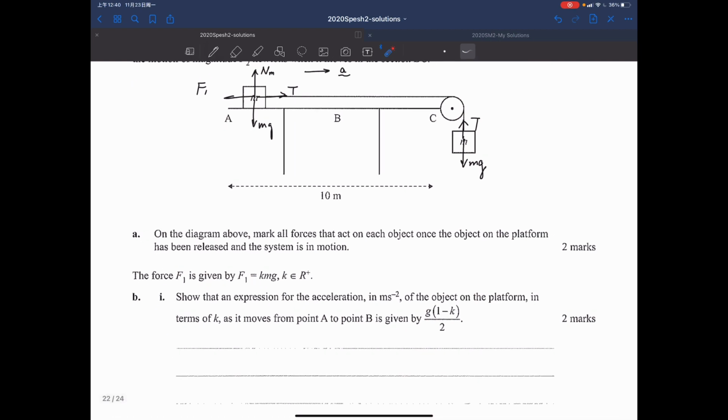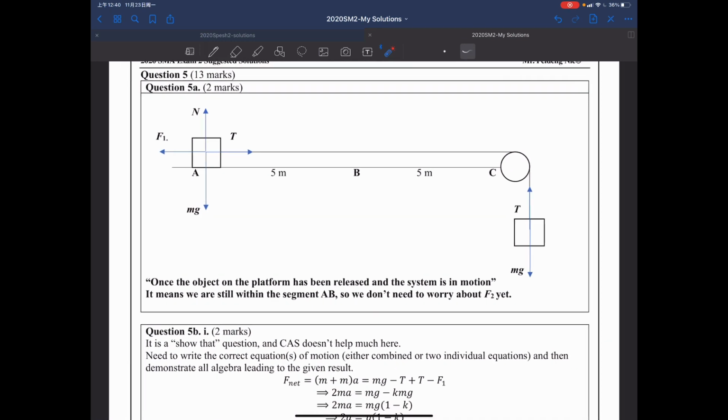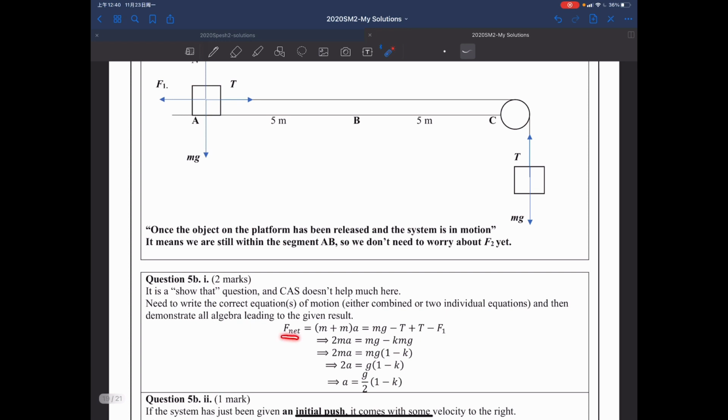Anyway, we want to show an expression for the acceleration in meters per second squared of an object on the platform in terms of k as it moves from A to B. So we only consider F1 for this stage. With the given diagram, we know it's moving in this direction, and this is my driving force, retardation force, driving force again, retardation force. So my total equation for the motion will be F net equals (m plus m), we combine these two masses together, times a, equals mg minus T plus T minus F1.